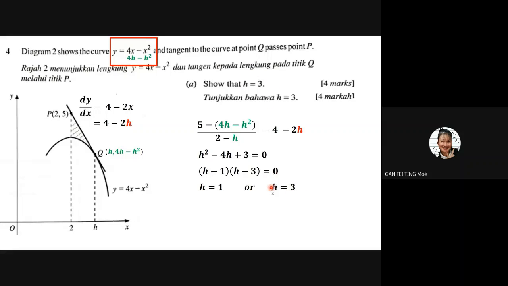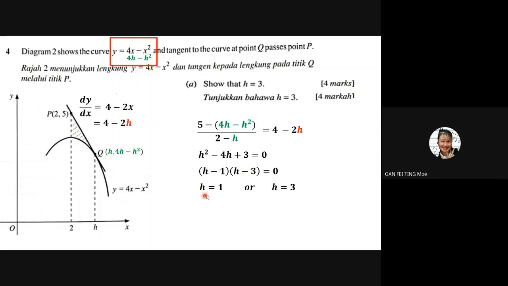Because H should be more than. Yes, by referring to the diagram. Okay, by referring to the diagram, see my laser pointer here. By referring to the diagram, the H here should be greater than the value 2. So 3 is the answer, but not 1.